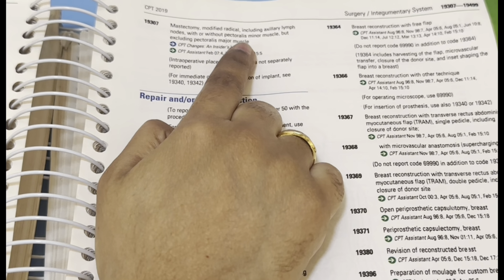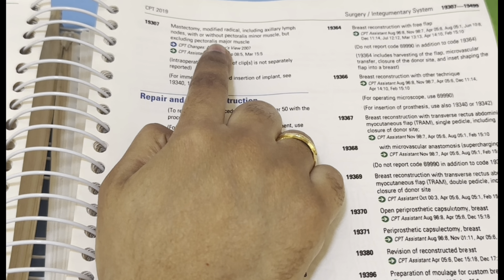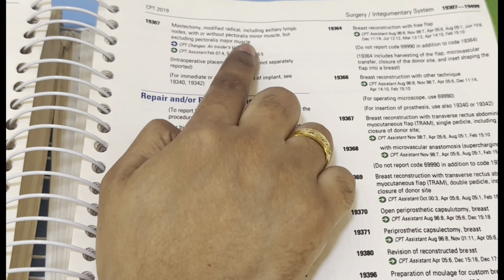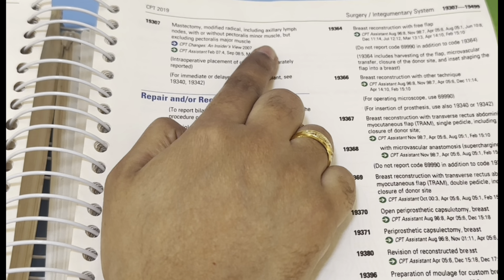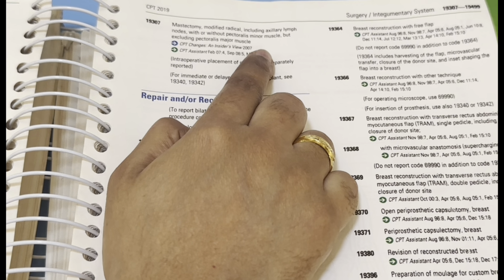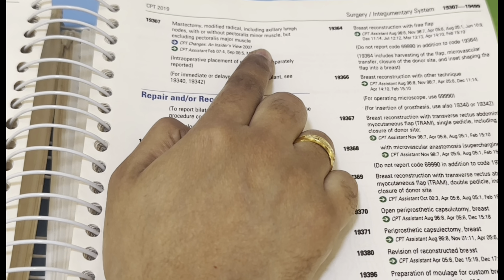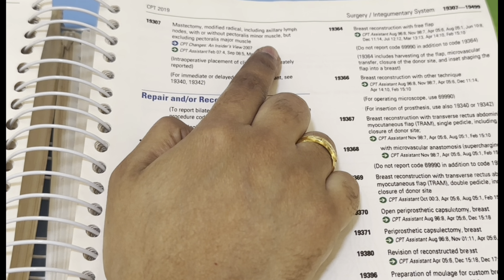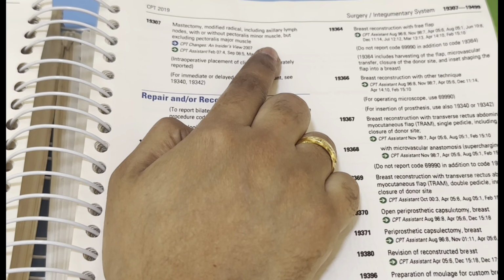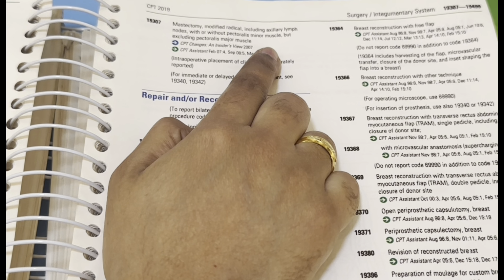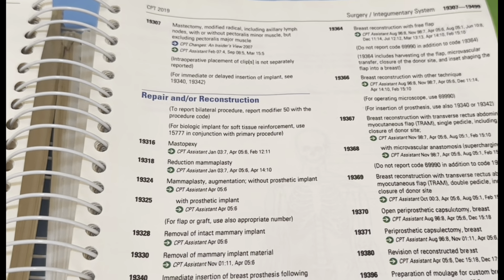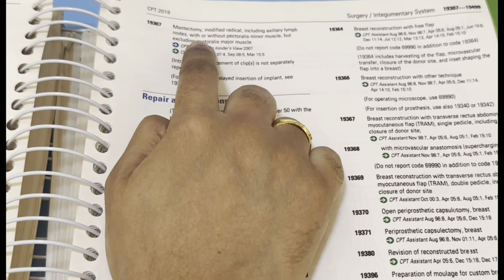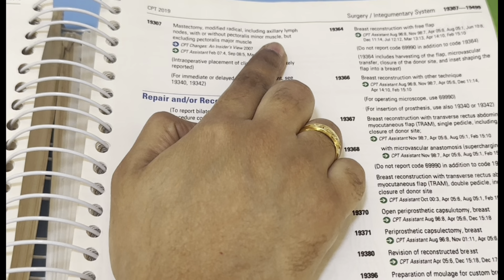What is the description of 19307? It's here: mastectomy, modified radical, including axillary lymph nodes, with or without pectoralis minor muscle, but excluding pectoralis major muscle. So with or without muscle, as mentioned in our question. See, modified, what is in the question? Write modified radical mastectomy, including axillary lymph nodes without any muscles. Everything is here, right? Modified radical, including axillary lymph nodes with or without muscle. In our question, it is without.